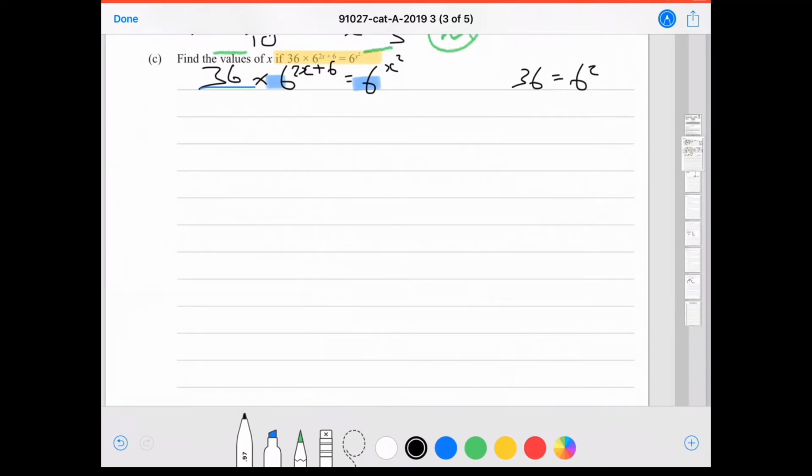It's crucial, guys, to know your powers in MCAT. Powers up to 6, so 1, 2, 3, 4, 5, 6. Maybe even 7. So back to the question, we can say 6 squared now times 6 to the power of 2x plus 6 equals 6 to the power of x squared. And now we use our power rules with the same base. We're multiplying, so we can add the powers. We combine it into one power, so you've got 6 to the power of 2 plus 2x plus 6, which gives us 6 to the power of 2x plus 8.